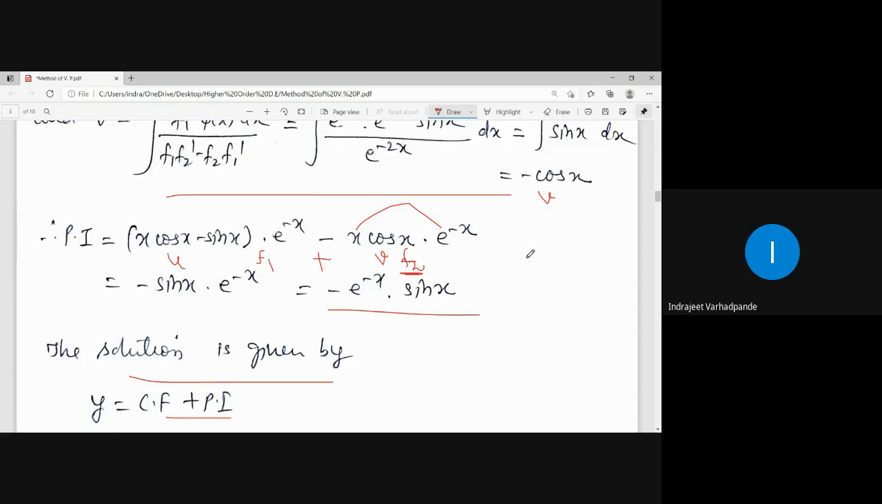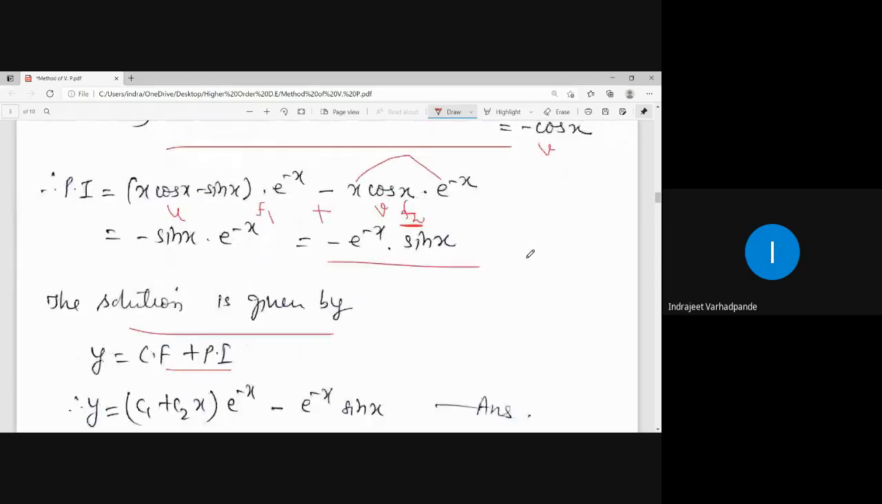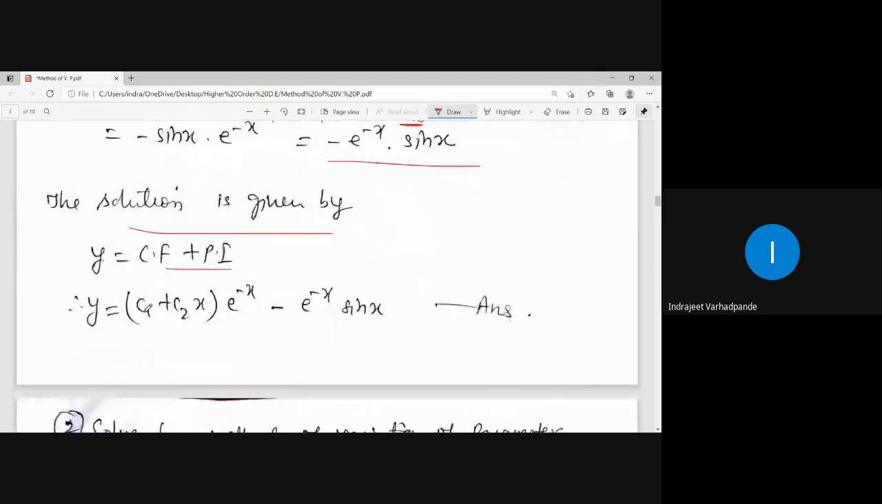Yes, sir. So y is equal to CF plus PI. Complementary function was c1 plus c2 x whole multiplied by e to the power minus x, minus e to the power minus x into sin x. This was the modified PI. This gives us the final answer for the given problem, which we have solved by the method of variation of parameters. Is it okay? Yes, sir.